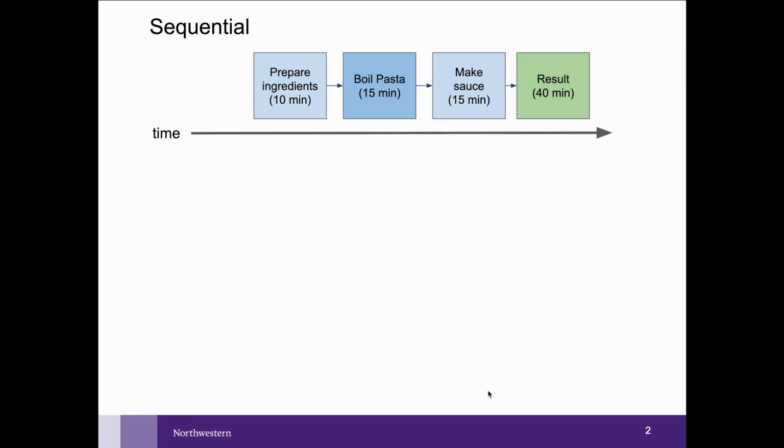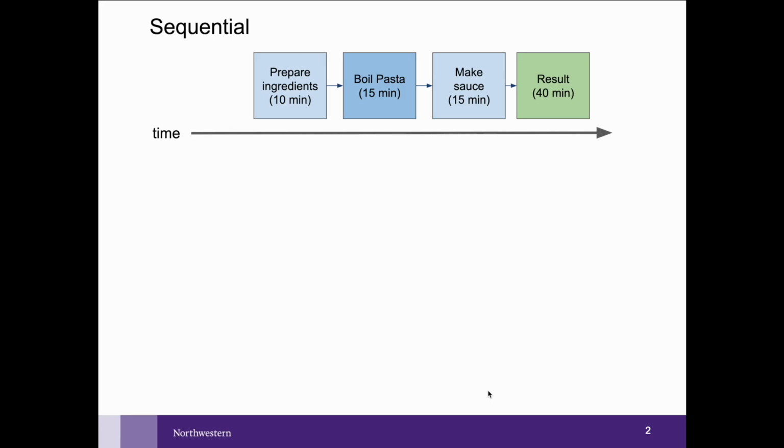So I get all the ingredients ready, which we can say is 10 minutes. And then I boil the pasta, which is another 15 minutes. And I make the sauce, which is another 15 minutes for a total of 40. But that's a little bit inefficient, and it's not like I only have one pan.